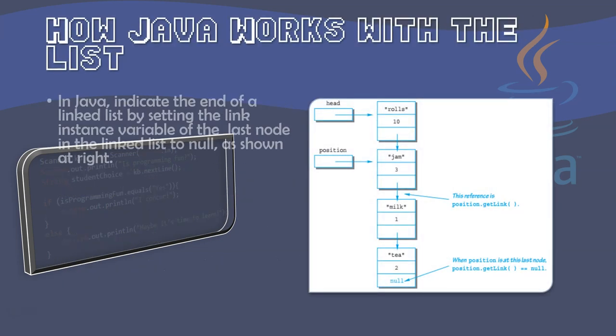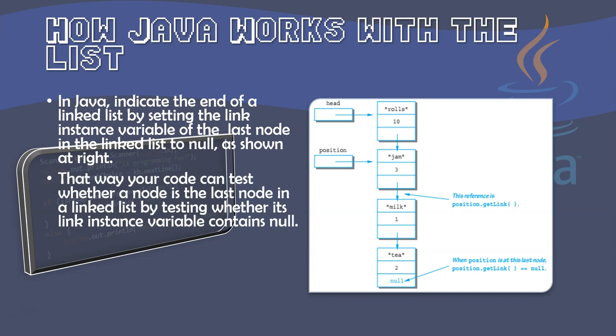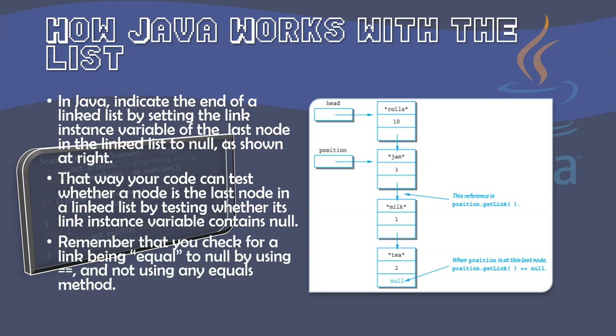Well, if we start looking at our diagram here, we indicate the end of a linked list by setting the link instance variable of the last node to null. So pretty much we're saying, hey, it's a null reference. There's no more here. That way our code can test whether or not it is the last node simply by checking whether the instance variable is null. Does it actually come back as such?